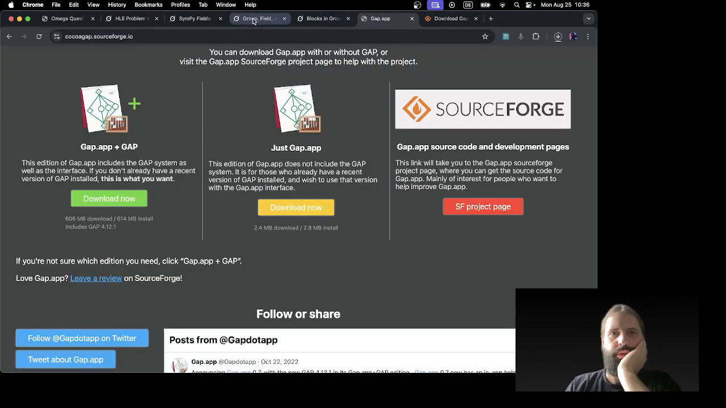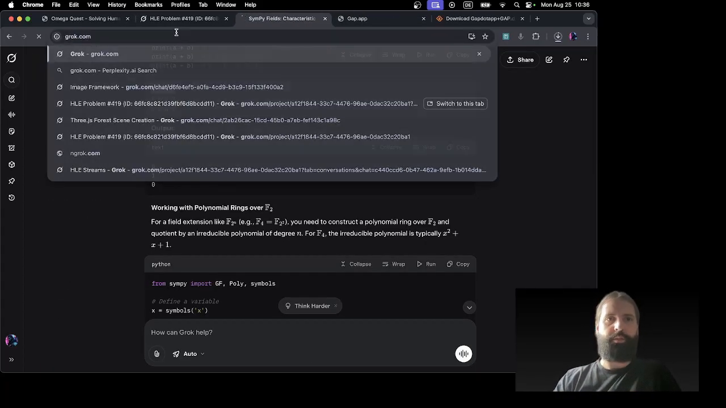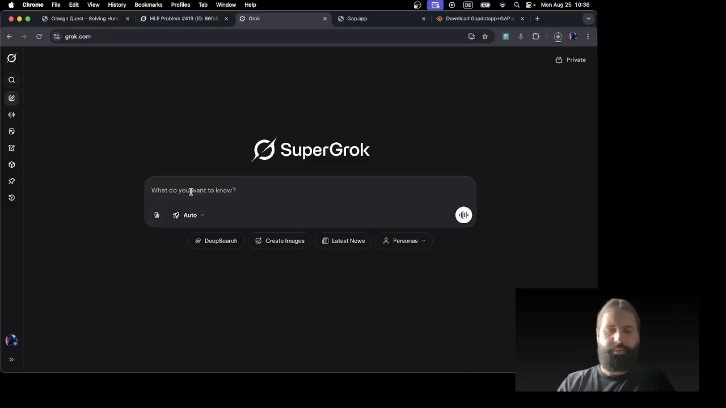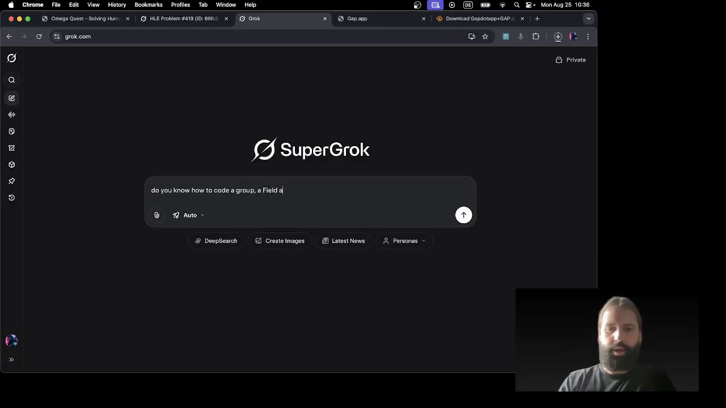And then we'll close all these. It's thinking, so we'll just go to grok.com. Do you know how to code a group, a field, and the FG algebra resulting of it using GAP? Not do you know, but just code.